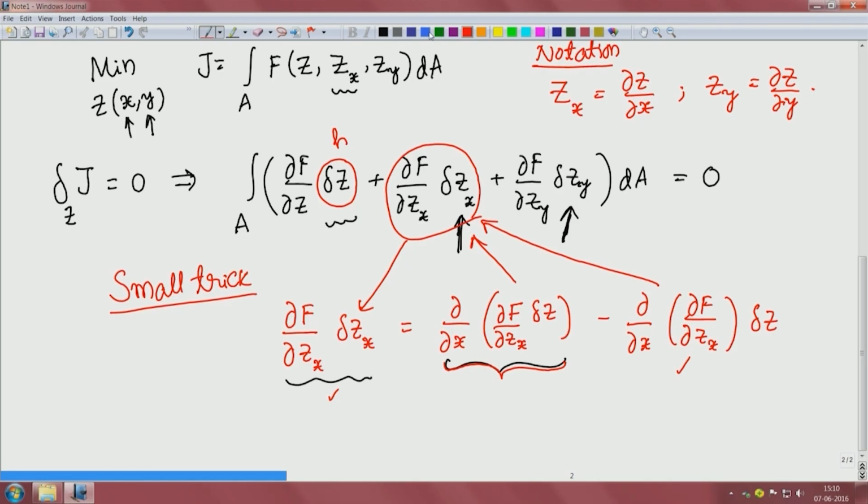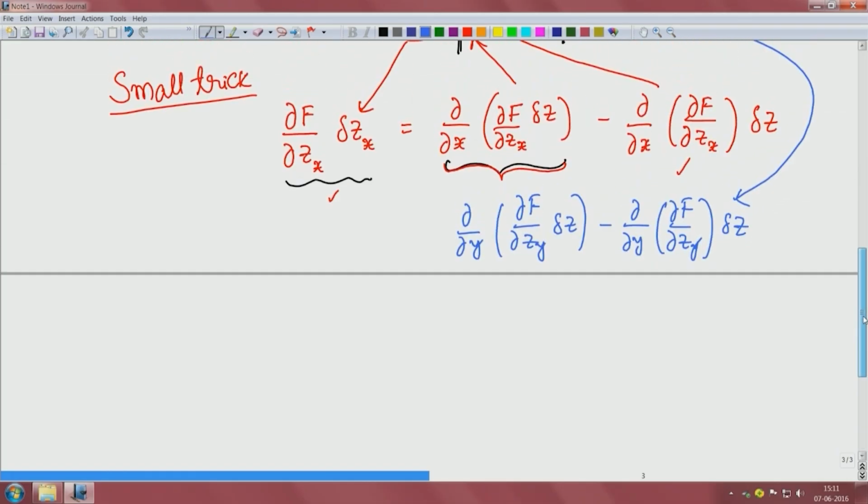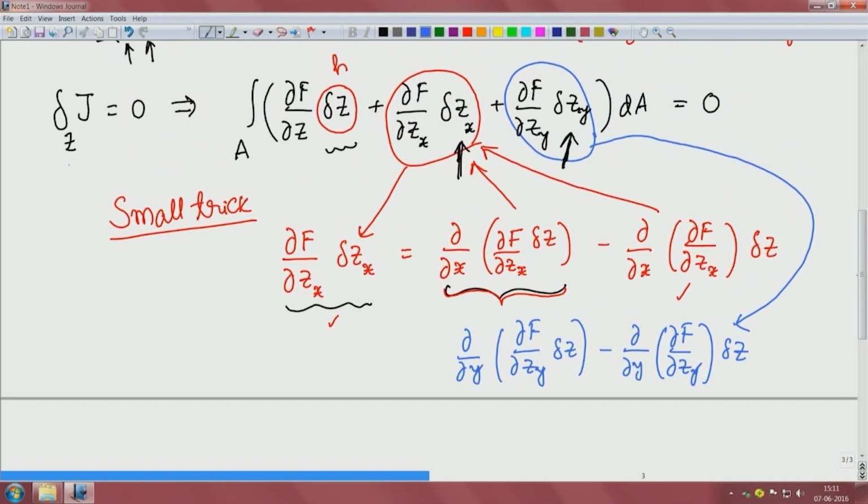Similarly, for this other term, that one we will replace with dou by dou y of dou f by dou z y delta z minus dou by dou y of dou f by dou z y delta z. Okay. With this, we can rewrite our necessary condition in this manner.